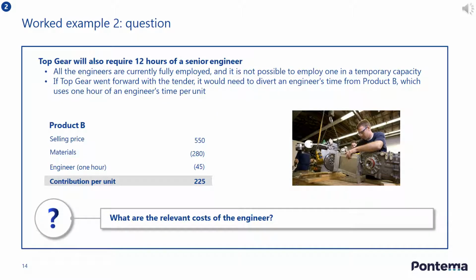Now, if Top Gear also required 12 hours of a senior engineer to work on the tender, who would need to be diverted from their time working on product B, how would this affect the relevant costs? The answer follows on the next slide.